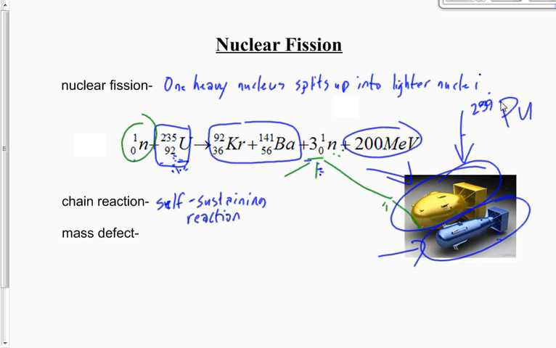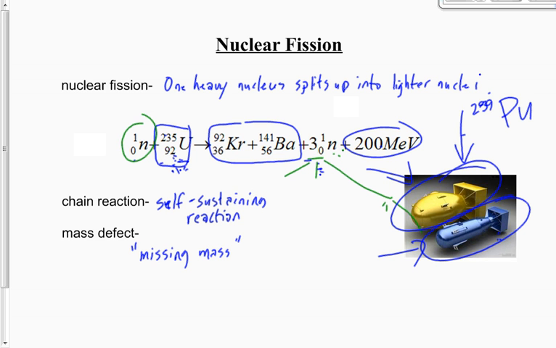Mass defect, one more term before we go to fusion here. Mass defect is the "missing mass." When this reaction takes place, when any of these nuclear reactions take place, we always lose a little bit of mass in the process. Now, in chemistry, you would have learned that that's not possible. The law of conservation of mass says that the total amount of mass will always remain the same, but that's not quite true. In a chemical reaction, it does, but not in a nuclear reaction. In a nuclear reaction, you lose mass, but it's not destroyed. It's just changed into something else.